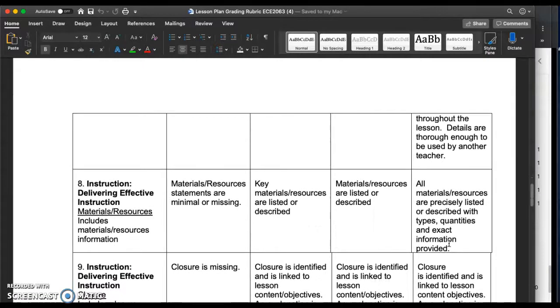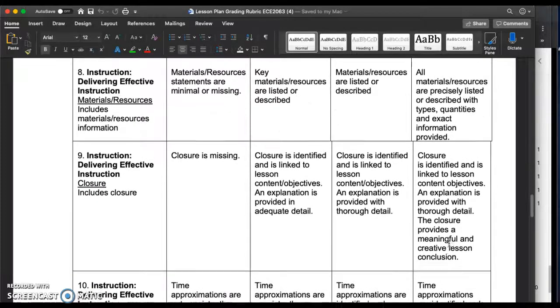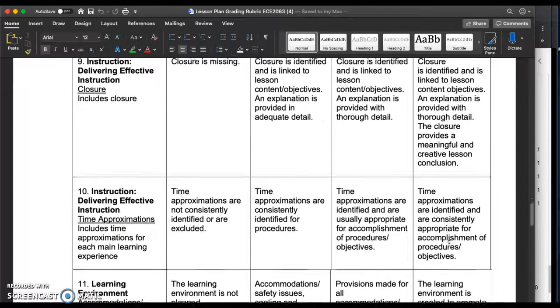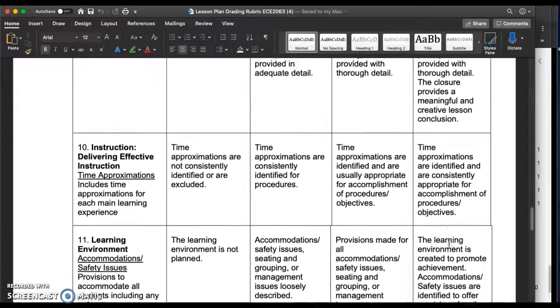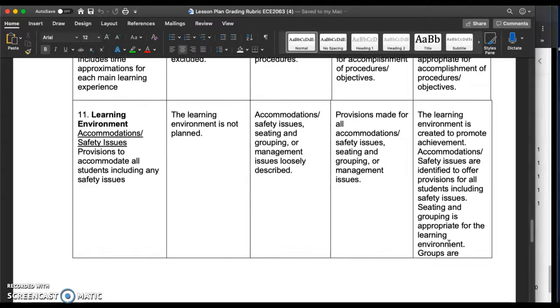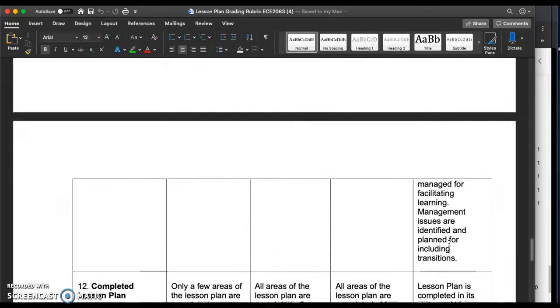All of your materials and resources should be listed or described with the type it is, the quantities, and exact information. Make sure your lesson has a closure that links back to your objective so you can tie it all up. Please include time approximations for your lesson. You're going to include information about your learning environment, if there are accommodations, safety issues, seating, groupings, that kind of thing.